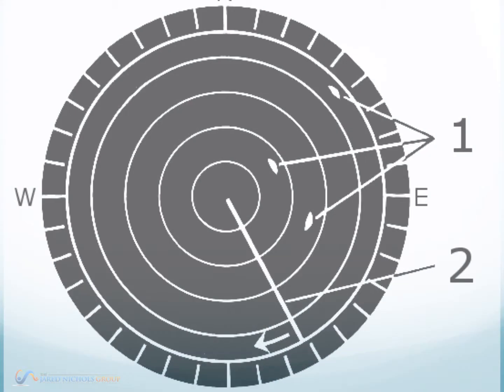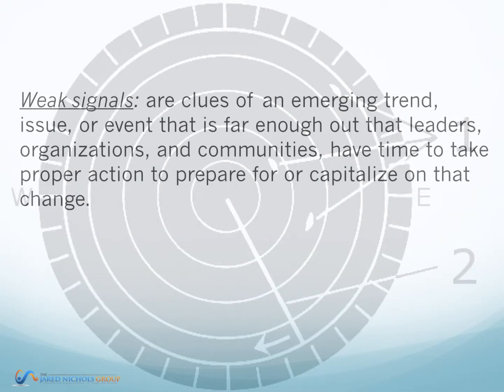These early signs are what we refer to as weak signals, or sometimes we call them fuzzy signals. And weak signals are clues of an emerging trend, issue, or event that is far enough out that leaders, organizations, and communities have time to take proper action to prepare for or capitalize on that change.